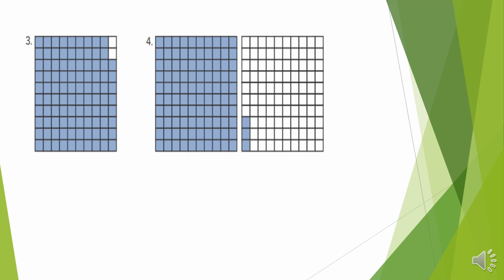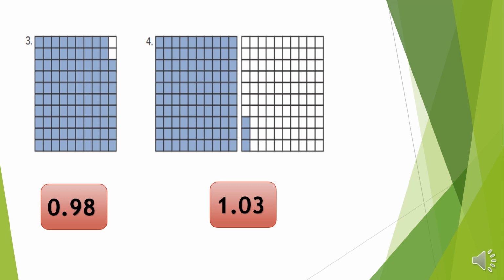Number 3, let's solve number 1. Here you have the whole square, and this whole square represents 100. If we take 2 from it, it will be 0.98 or 98 hundredths. Number 4, I have a whole square and 3 small squares. I said before that the 3 small squares represent hundredths. Now the number will be 1 and 3 hundredths, or 1.03.